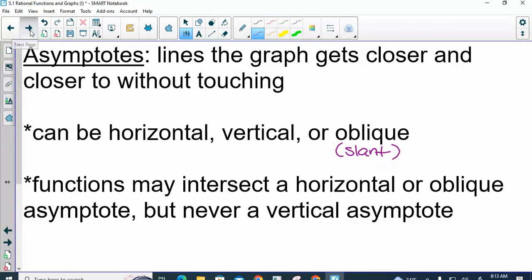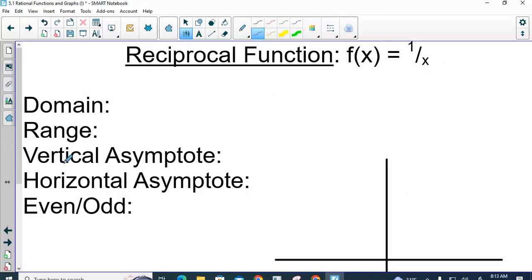Now today we're just going to focus on 2 basic types of rational functions. Remember back in chapter 2 we had all these parent functions and we looked at their graphs. We're going to look at a couple parent functions today and just use those in transformations to look at our asymptotes. So a reciprocal function, 1 over x. Can you tell me the domain of that? Okay, the denominator can't be 0. So our domain would be everything except that. Negative infinity to 0, union 0 to infinity.